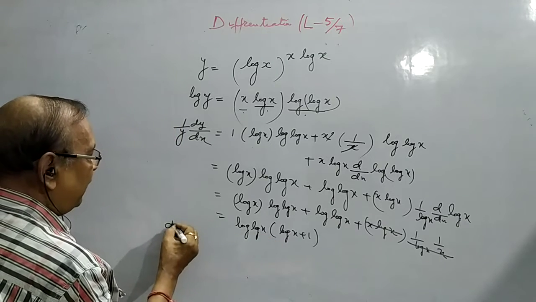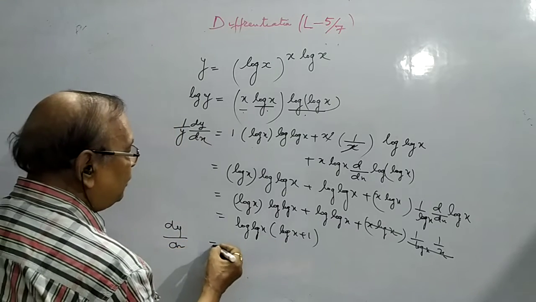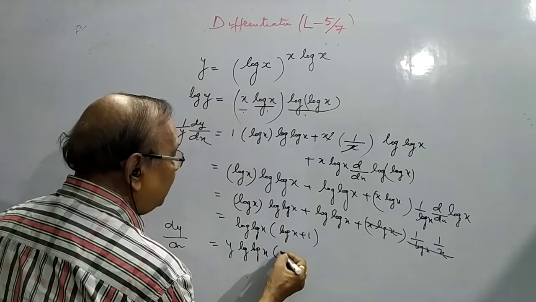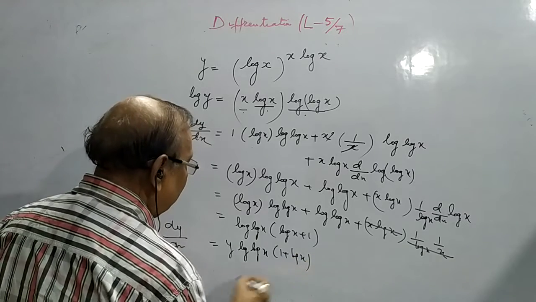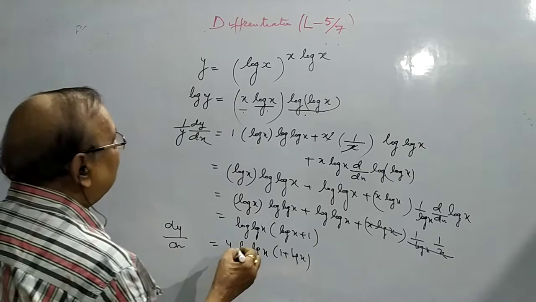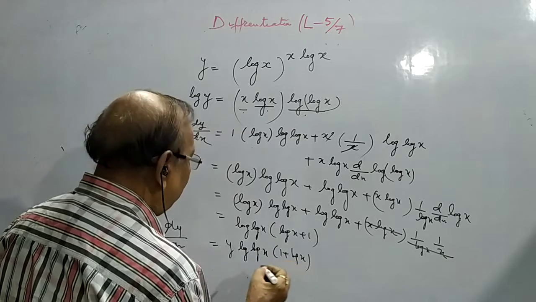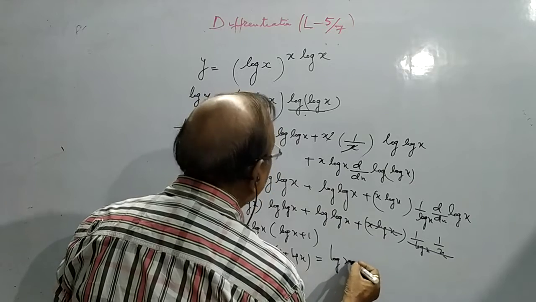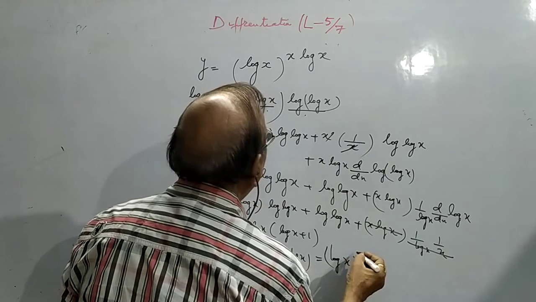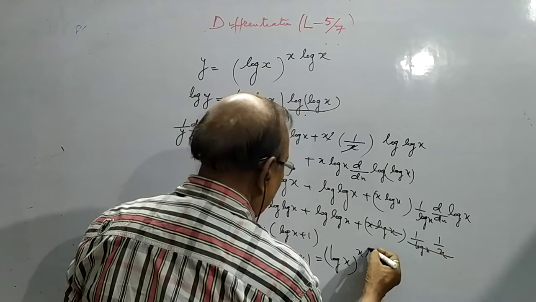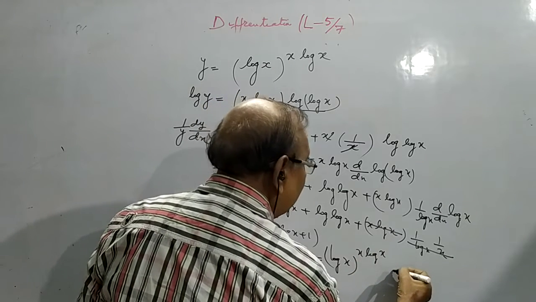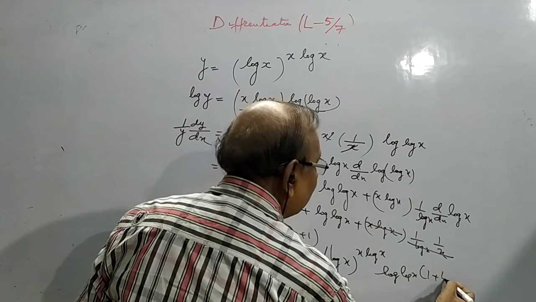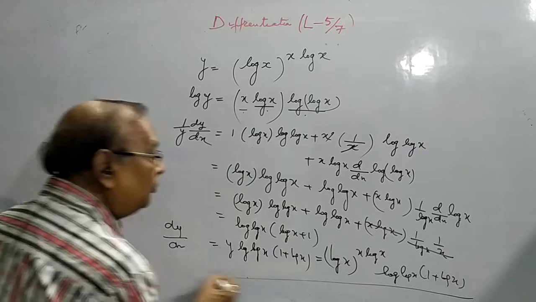Now what we get? Dy by dx is equal to y log x into 1 plus log x. Putting the value of y, we will get x log x raised to the power log x, into log x into 1 plus log x. That's all.